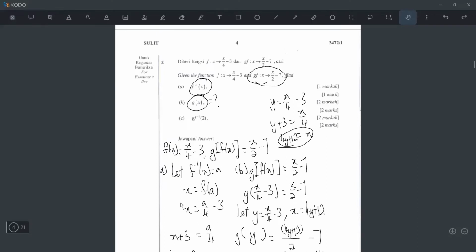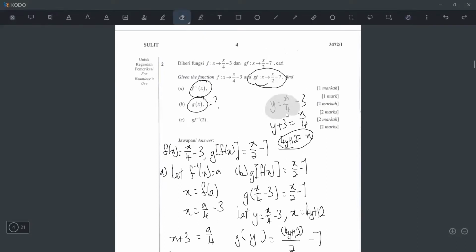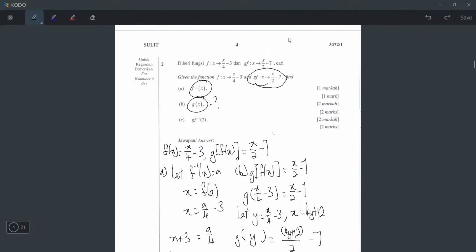I don't have space for c, how? Okay, let's erase this. And let's do the c somewhere here maybe. Alright, c. They want you to find g(f inverse(2)), so I will write g, big bracket, f inverse 2. But first of all, you need the f inverse first, agree? Because if you don't have f inverse, then how can you do c?